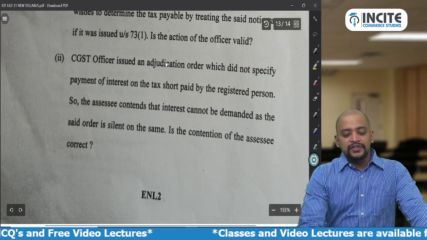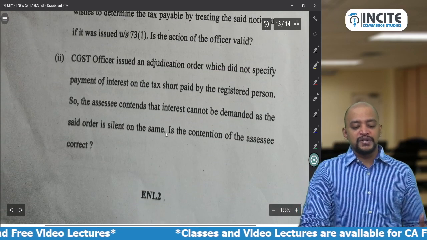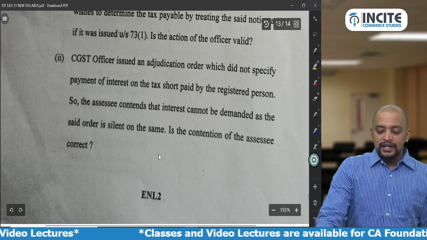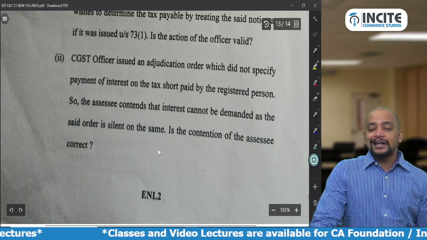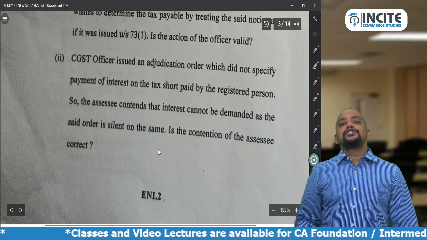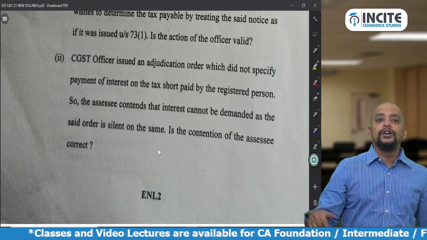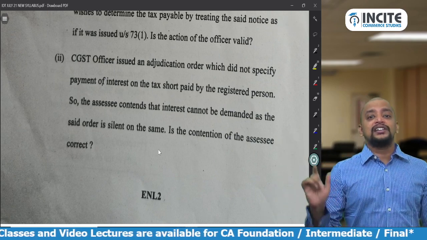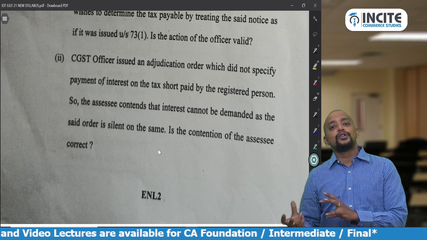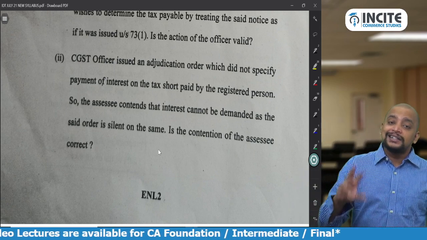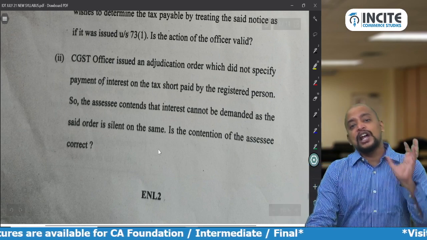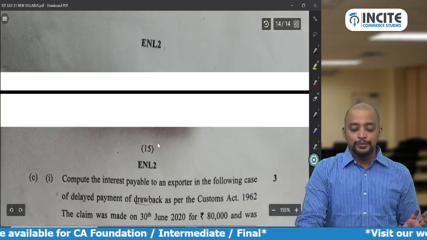And the CGST officer issued an adjudication order. We did not specify payment of interest. So therefore, the assessee contends that interest cannot be demanded. This question is also there in our resource book. I told you interest is a statutory liability. It's not like penalty. If penalty is not there in the notice, we don't have to pay. But interest is a statutory liability. Whether it is there or not in the notice and order, we need to pay.